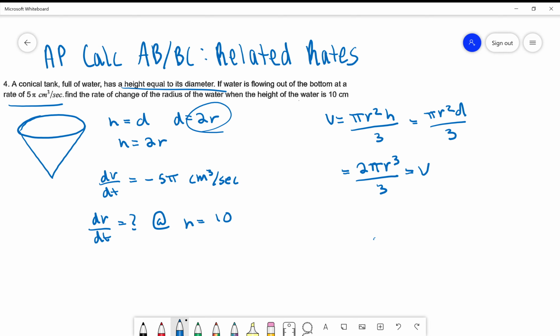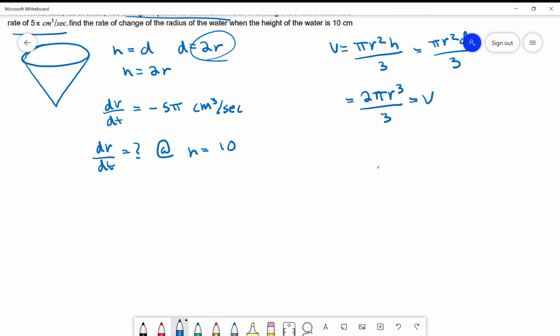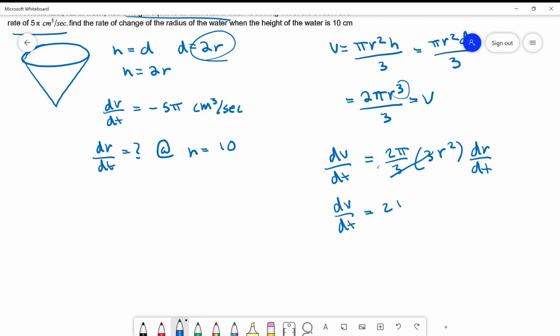Now we have to take the implicit derivative of it. So dV over dt is, first we separate the constants, which in this case is 2 pi over 3. Then it's just the derivative of r cubed. So we bring the 3 down, and r, and then 3 minus 1 is 2. And then dr over dt, because r is a variable. So the 3's cancel out, and this just ends up being dV over dt equals 2 pi r squared dr over dt.